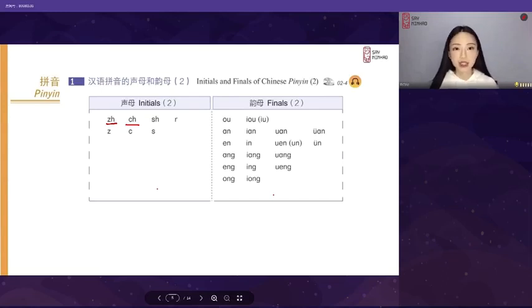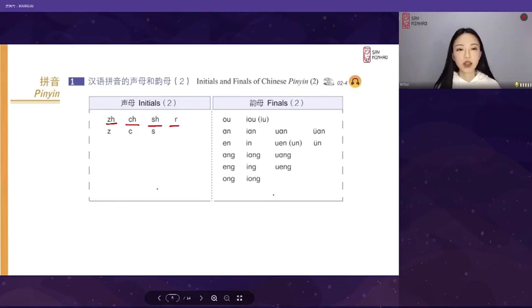Next one is 诗, shi. The shape of the lip is the same as zhi and chi, but the difference is the tongue position. For zhi and chi, we touch the upper gum with the tip of our tongue and then remove it. But for shi, we won't touch. We will always leave a gap for it. Shi. Read after me, please. Shi. Very good.